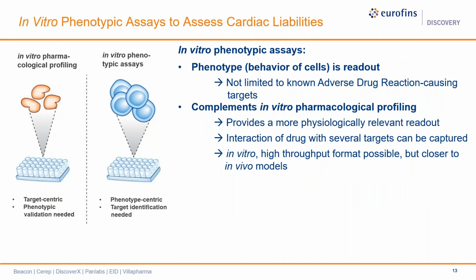Unlike in vitro pharmacological profiling, which is target-centric, meaning we overexpress one single target of interest and see how the drug affects this target, in an in vitro phenotypic assay, we are not limited to known adverse drug reaction causing targets because the readout is the phenotype, so the behavior of the cells.